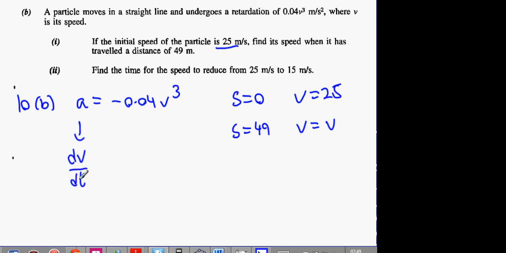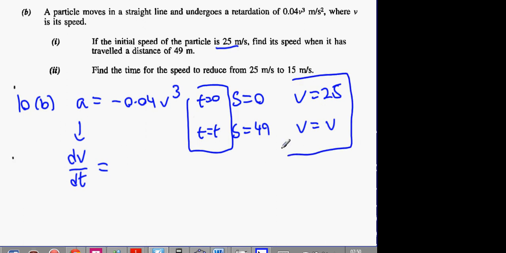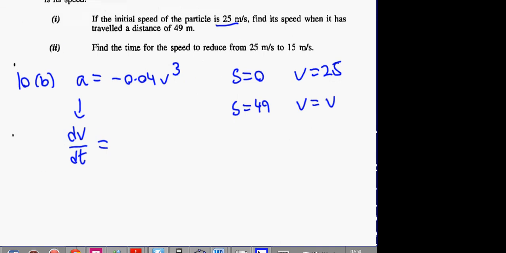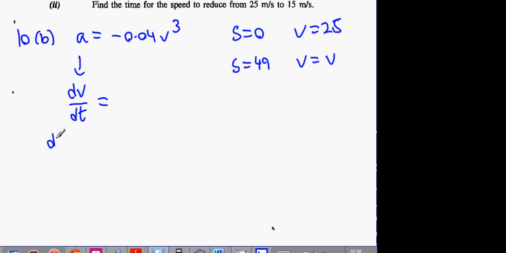97. Okay guys, A is the VDT. But the problem with the VDT is I haven't got any time limits. If I was to use time, I'd have t equals 0 and t equals t. And if I pair that off with V, you'll see that there's two variables there. That's not good enough. We haven't got any numbers to put in. So that's why we immediately know that we have to go for S and not T.